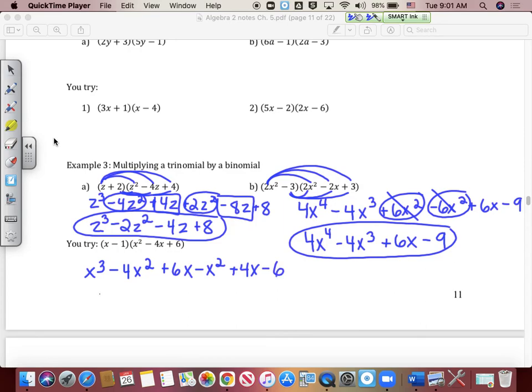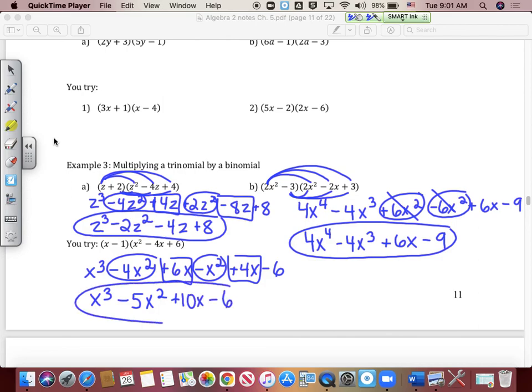So combining like terms, x to the third power, I have negative 4x squared with a negative 1x squared that will combine to be negative 5x squared. 6x plus 4x is 10x, and then minus 6 would be your final answer for that.